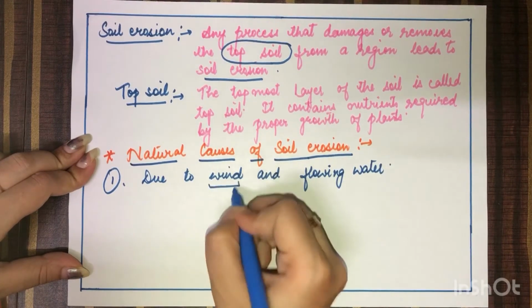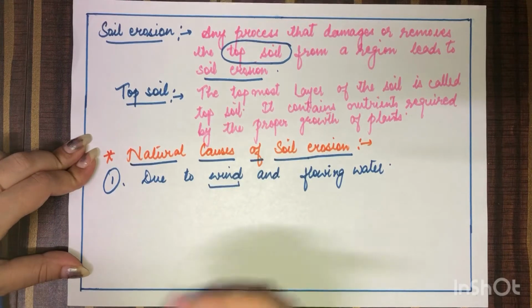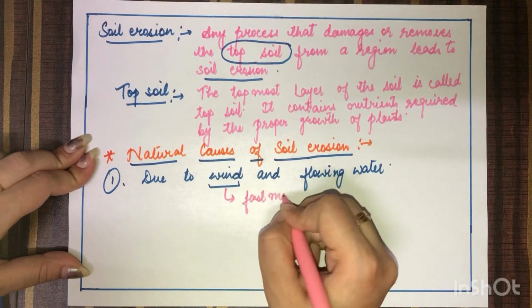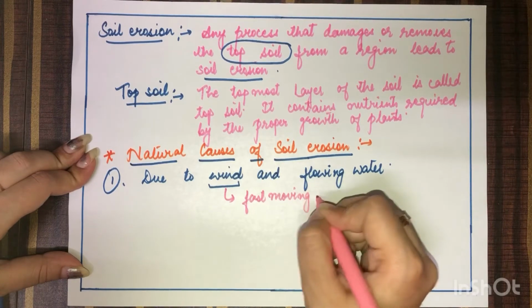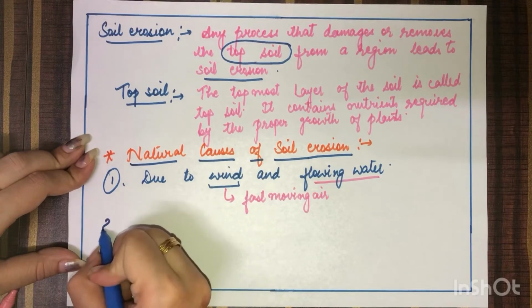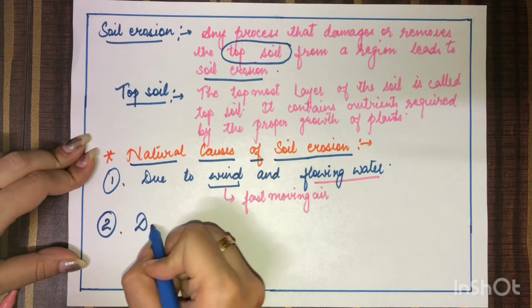Now, what is wind? Wind is fast moving air. Fast moving air is called as wind. Fine. One second cause of soil erosion is deforestation.